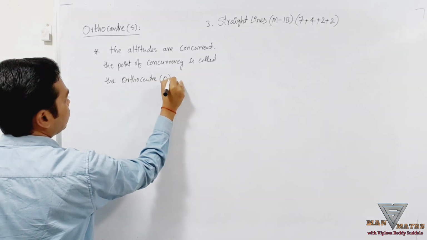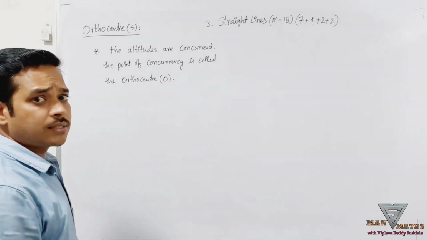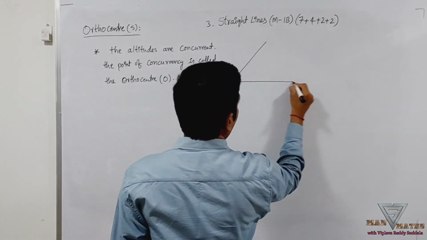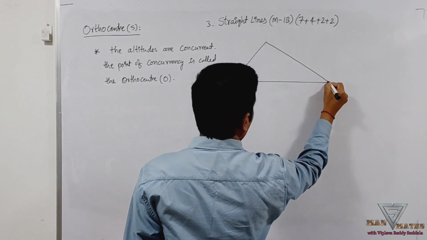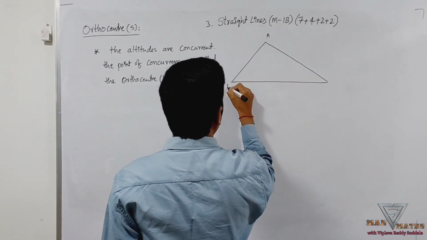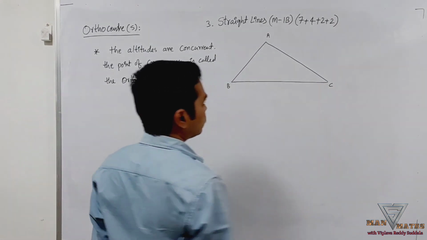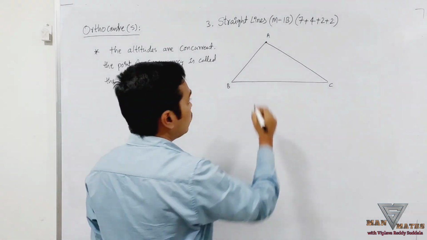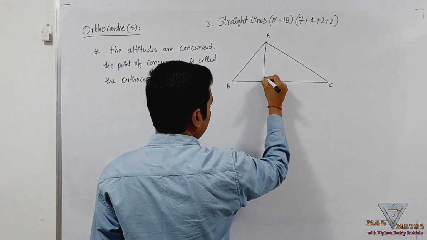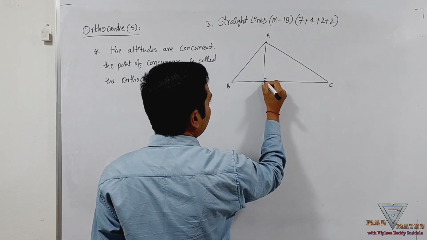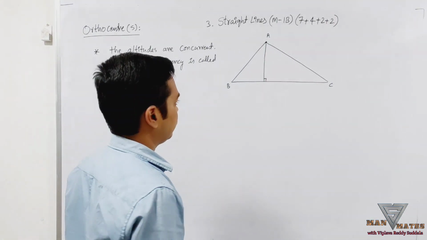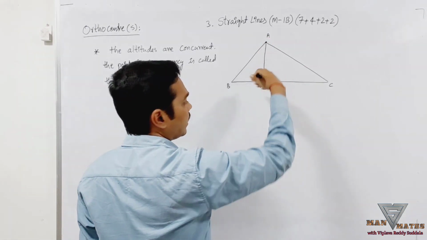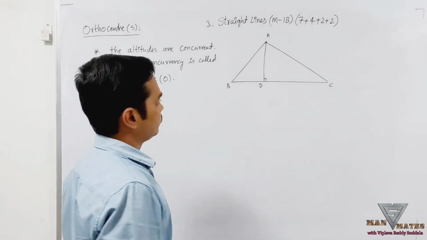It is represented by capital O. What is the altitude? For example, here ABC is a triangle. Draw one perpendicular line from vertex A to its opposite side BC. This line segment AD is called the altitude.